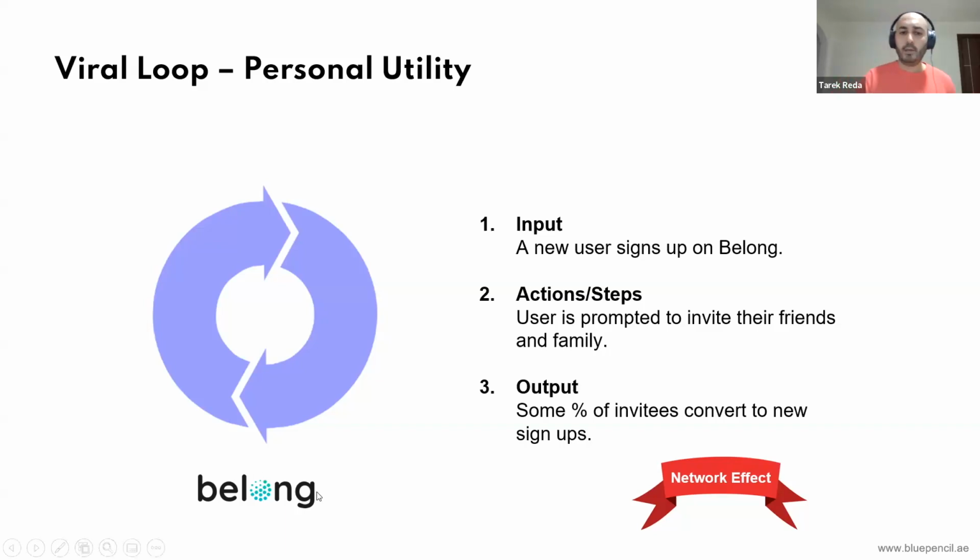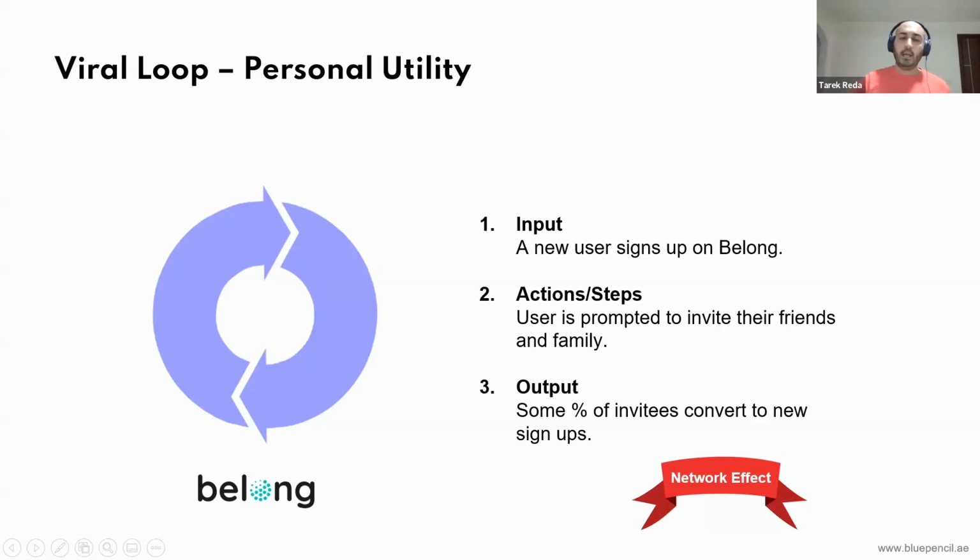In this case, it's Belong, and Belong is an app. It's actually a startup out of the UAE, and basically it's a local community type of app. So you can use the app to connect with people that share similar interests in your country or city. So the idea here is that when a user signs up on Belong, this user is prompted to invite their friends and family. And so the percentage of these invitees will then convert to new signups, and then they would do the same thing.